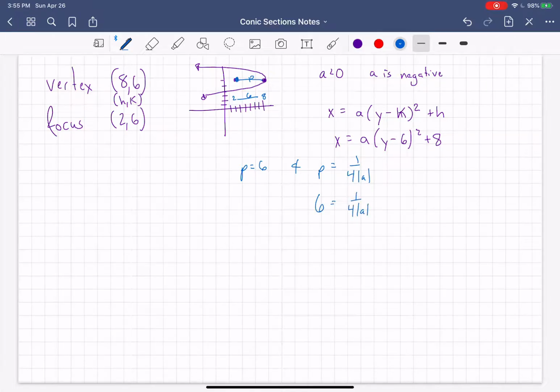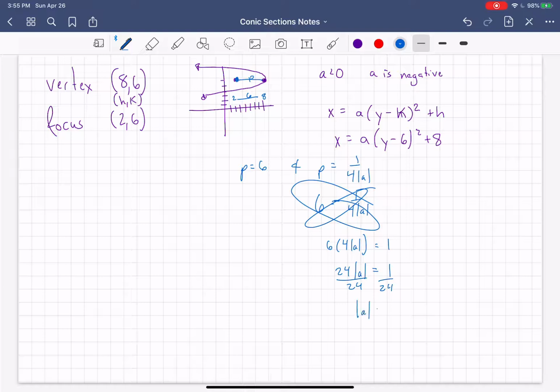I like doing cross multiply, so we would get 6 times 4 times the absolute value of a is equal to 1. So we get 24 times the absolute value of a is equal to 1. Divide both sides by 24. The absolute value of a is equal to 1 over 24. We already said a is negative because it opens to the left, so a is negative 1 over 24. So we can write our equation: x is equal to negative 1 over 24 times (y minus 6) squared plus 8.